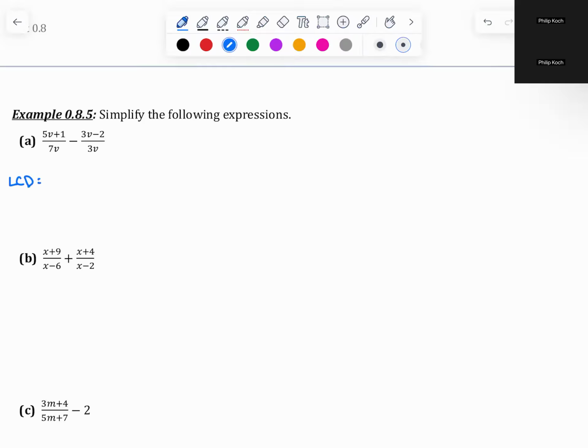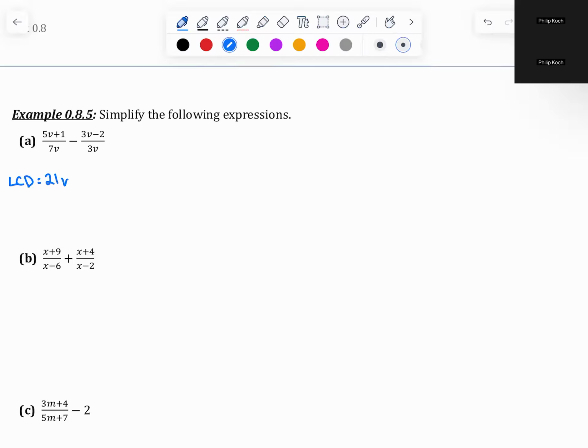For the number portions, they're both prime numbers, 7 and 3. So they don't share any common factors. So it's 21. It's a multiple of both of them. That's the smallest number that goes into both 7 and 3. And they already have a factor of v, and the highest power present is just 1. So it's 21v. That's all it is.